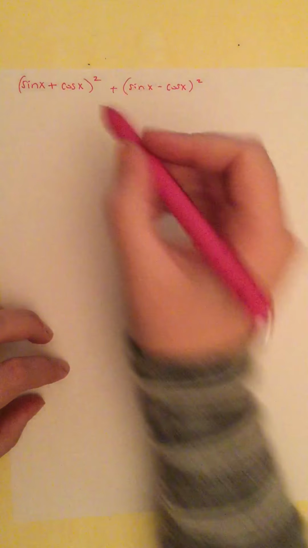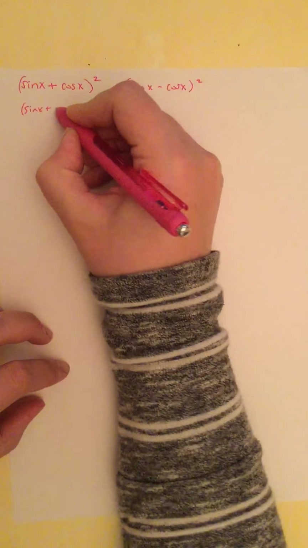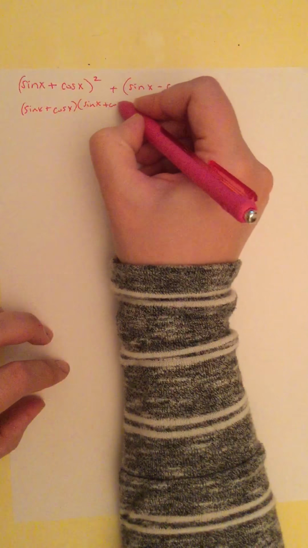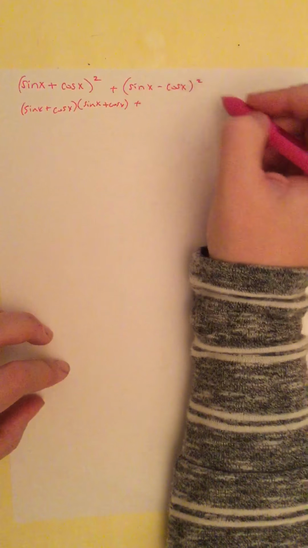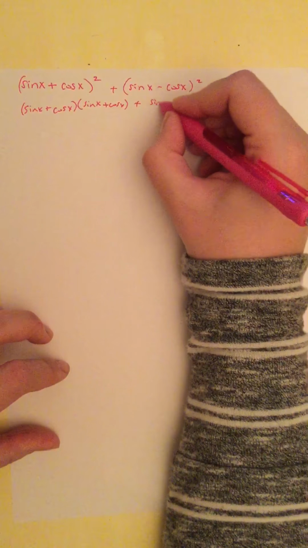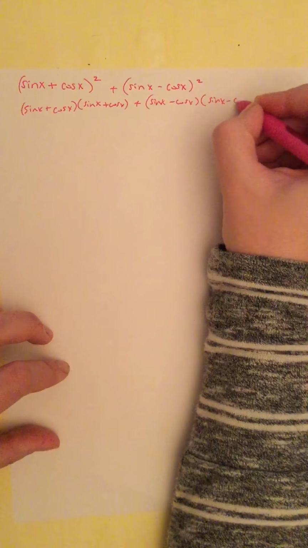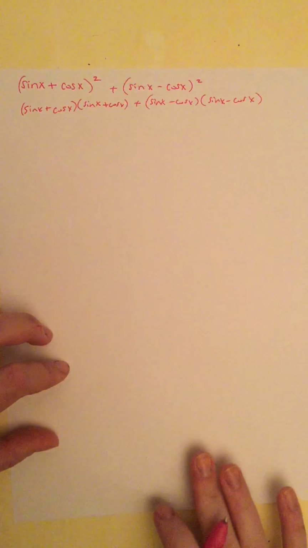You cannot just distribute these squared pieces out, though that would be really nice and convenient. What you have to do is remember that this is the same as this, okay? And this, (sine x minus cosine x) squared, is the same thing as this, okay? So there's more work to be done here.